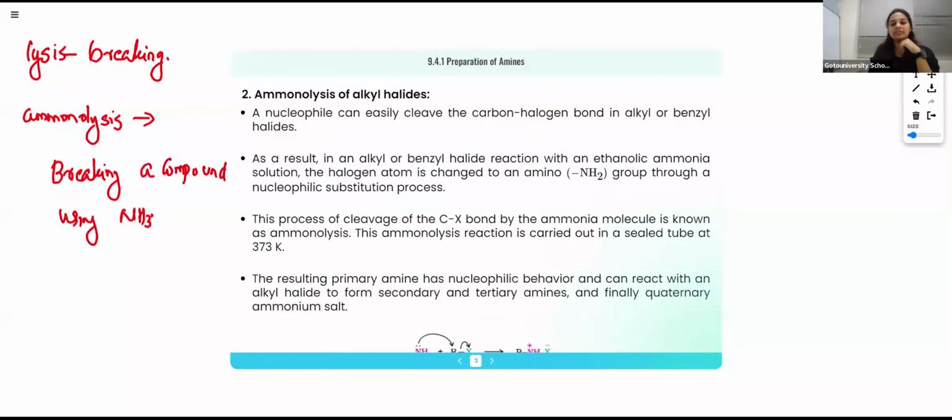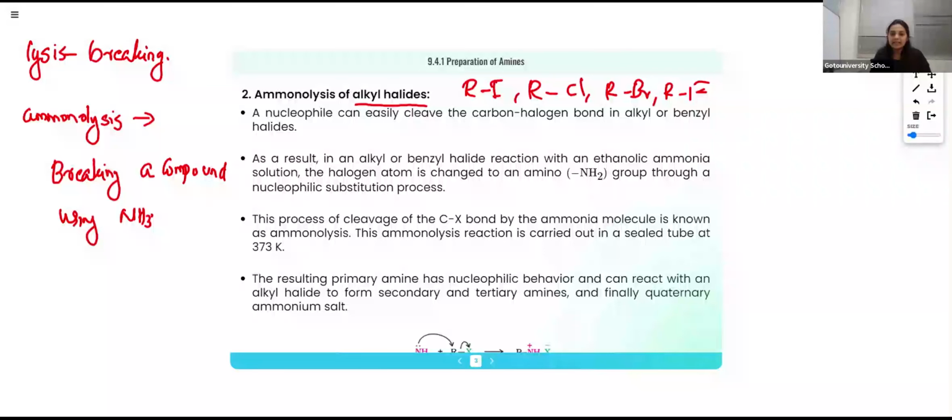Water is hydrolysis. So, by the ammonolysis of alkyl halide, what is an alkyl halide? Alkyl halide means RI, any alkyl, suppose CH3I, CH3CH2I or CH3CH2Cl, RCl, RBr, RF. These are alkyl halides, right? Commonly, we do not use alkyl fluoride or alkyl iodide; alkyl chlorides and alkyl bromides are common. Okay. So, a nucleophile can easily cleave the carbon-halogen bond in alkyl or benzyl halides.